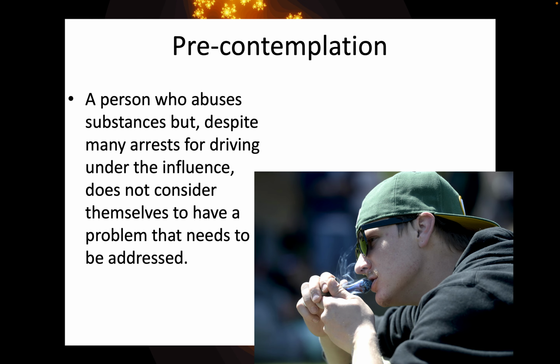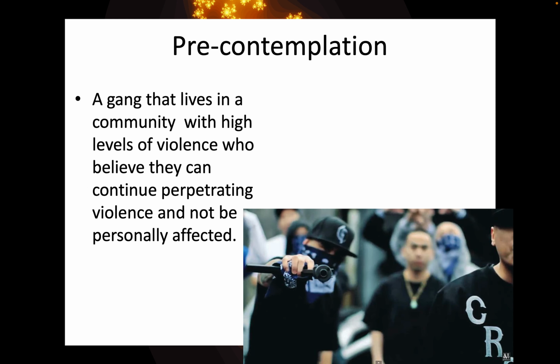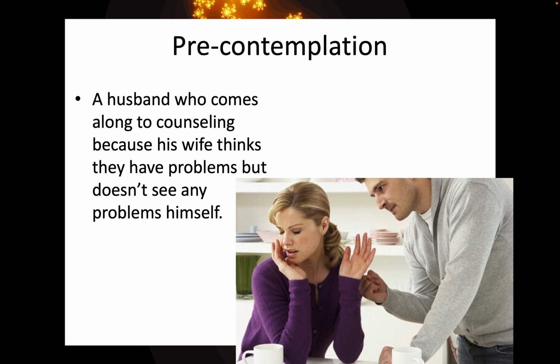A person who abuses substances, but despite many arrests for driving under the influence, does not consider themselves to have a problem that needs to be addressed. And this is the pre-contemplation stage. A gang that lives in a community with high levels of violence, who believe they can continue perpetrating violence and not be personally affected, pre-contemplation stage.